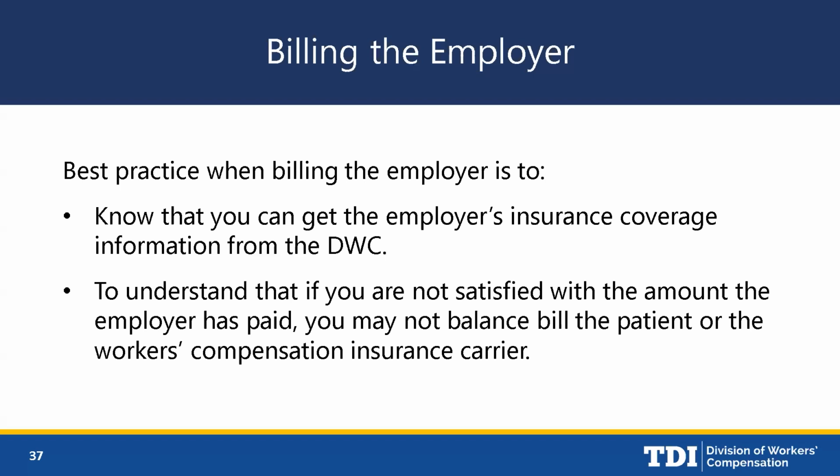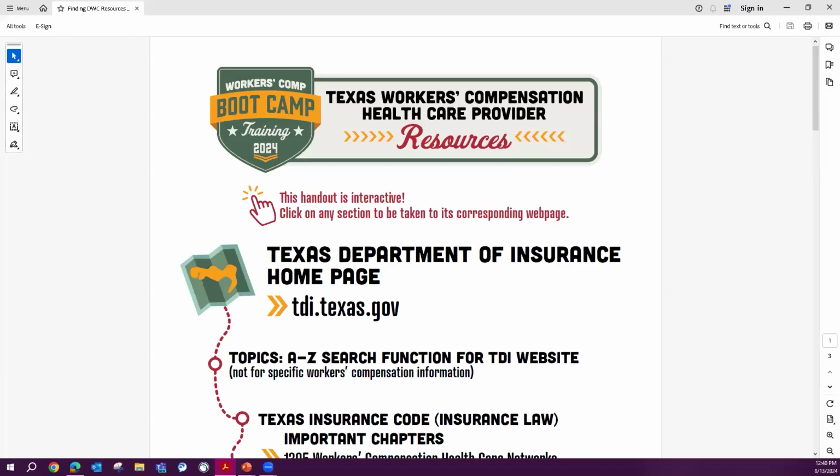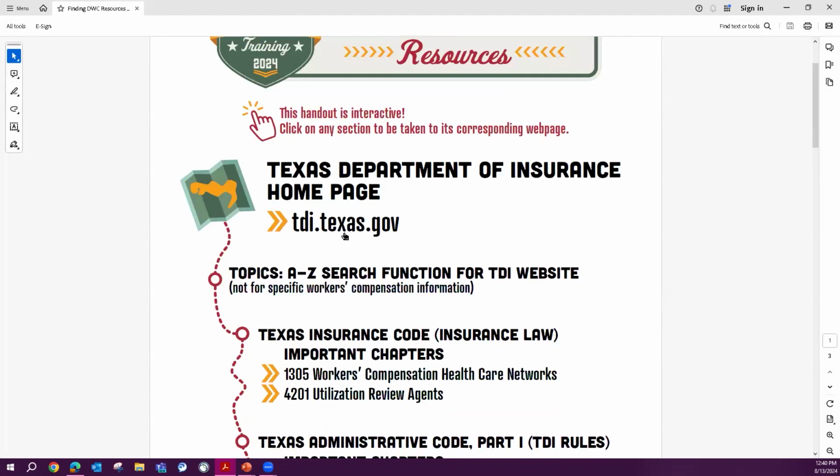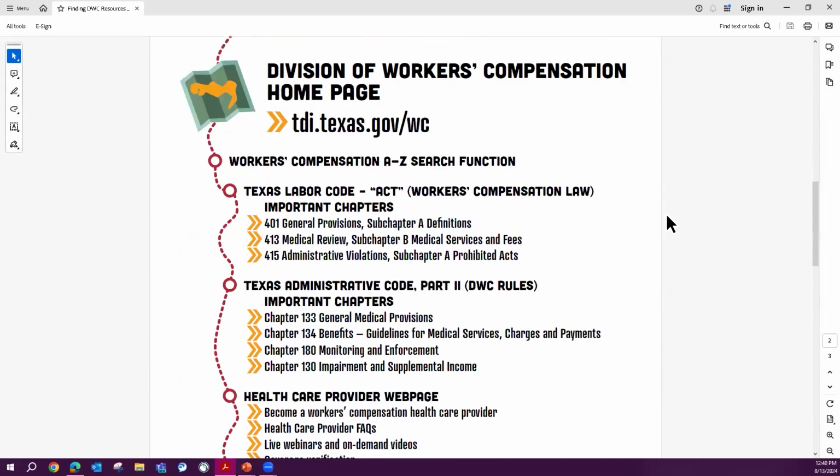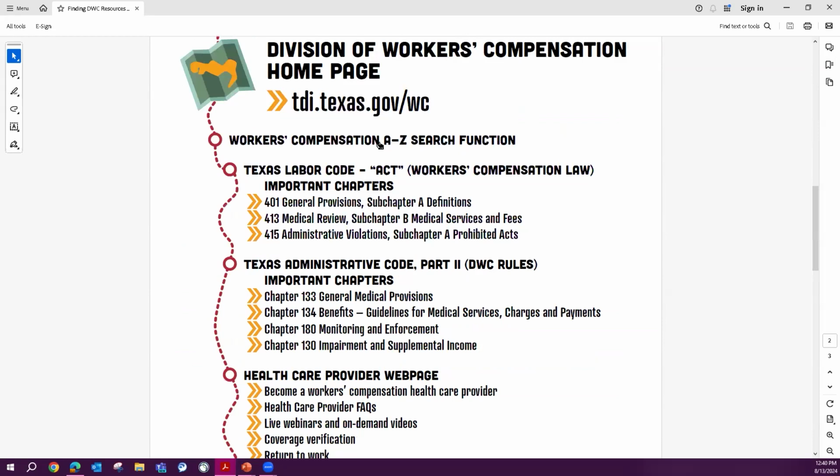Remember to use your interactive resources map to get you to the coverage verification page, or go to our DWC healthcare provider page and select the tile that says coverage verification. Let me go ahead and show you where you can find that. So let's go to your interactive. So here's your interactive resources document. Remember, you're not going to use this topics A to Z. So you're going to go down. You can either go to the workers' comp topics A to Z here.